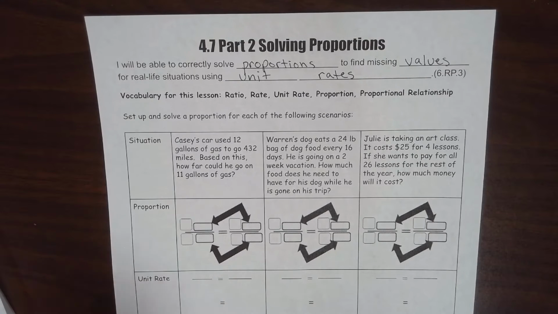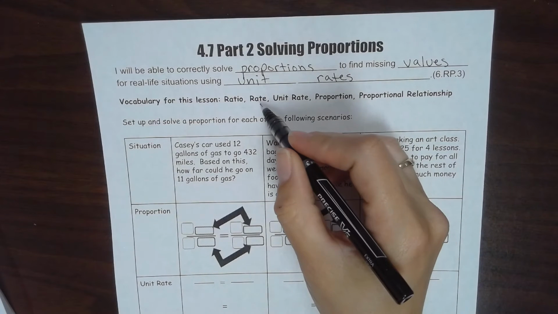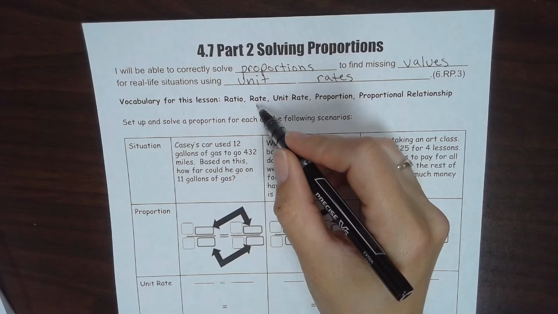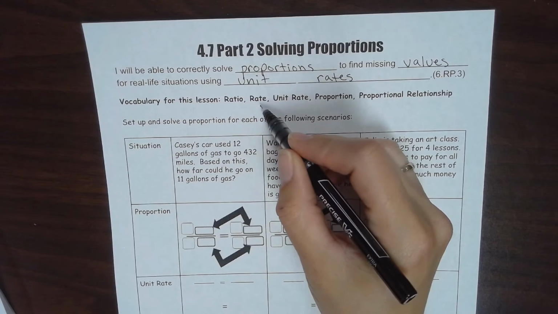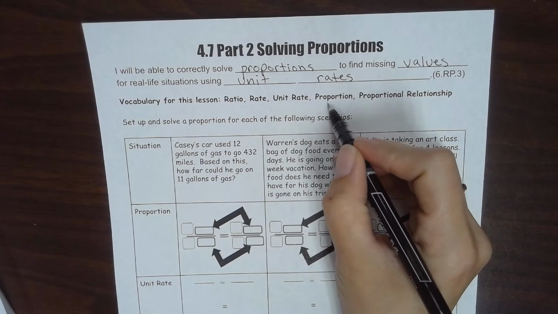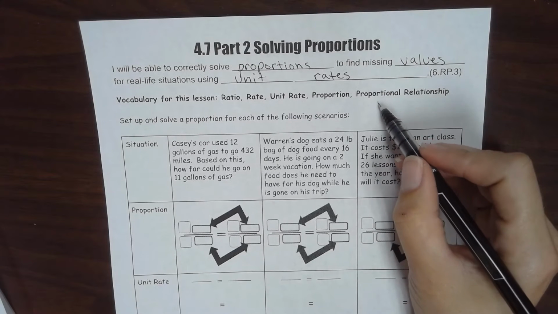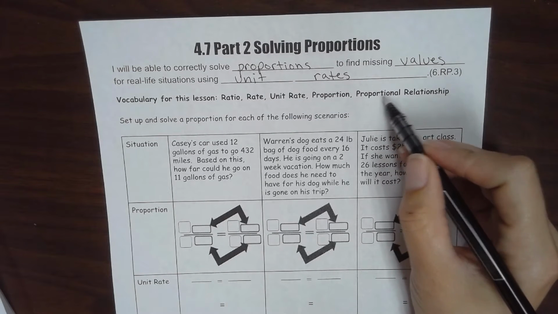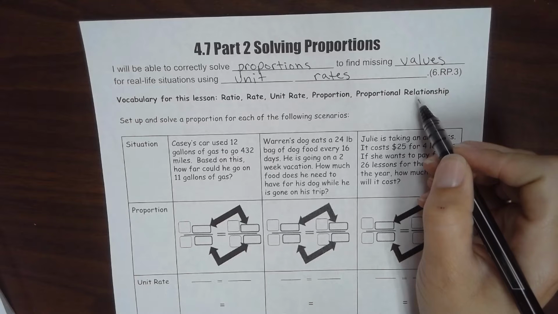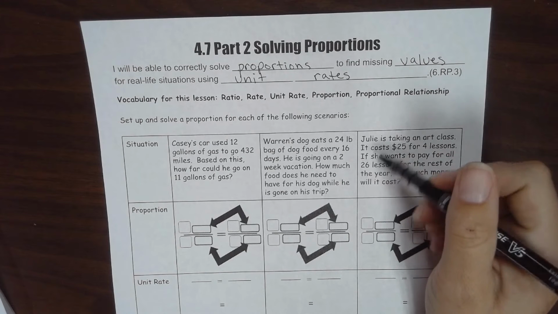Okay, vocabulary for this lesson. A ratio is when we compare two things by division. A rate compares two units with different labels. Unit rate means for exactly one. Proportion is when we set two ratios equal to each other. And a proportional relationship is when we can multiply or divide both units by the same thing to find a similar relationship.